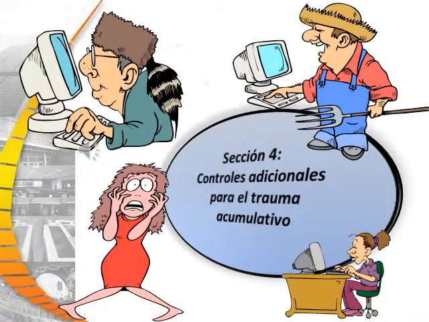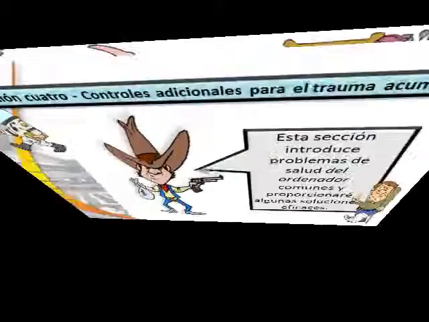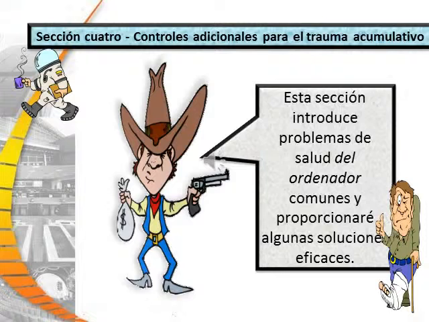Section 4. Additional controls for cumulative trauma. Okay, Root and Toot and Roy are going to help introduce you to some computer-related health problems, and we'll see what we can do to make them effective solutions.